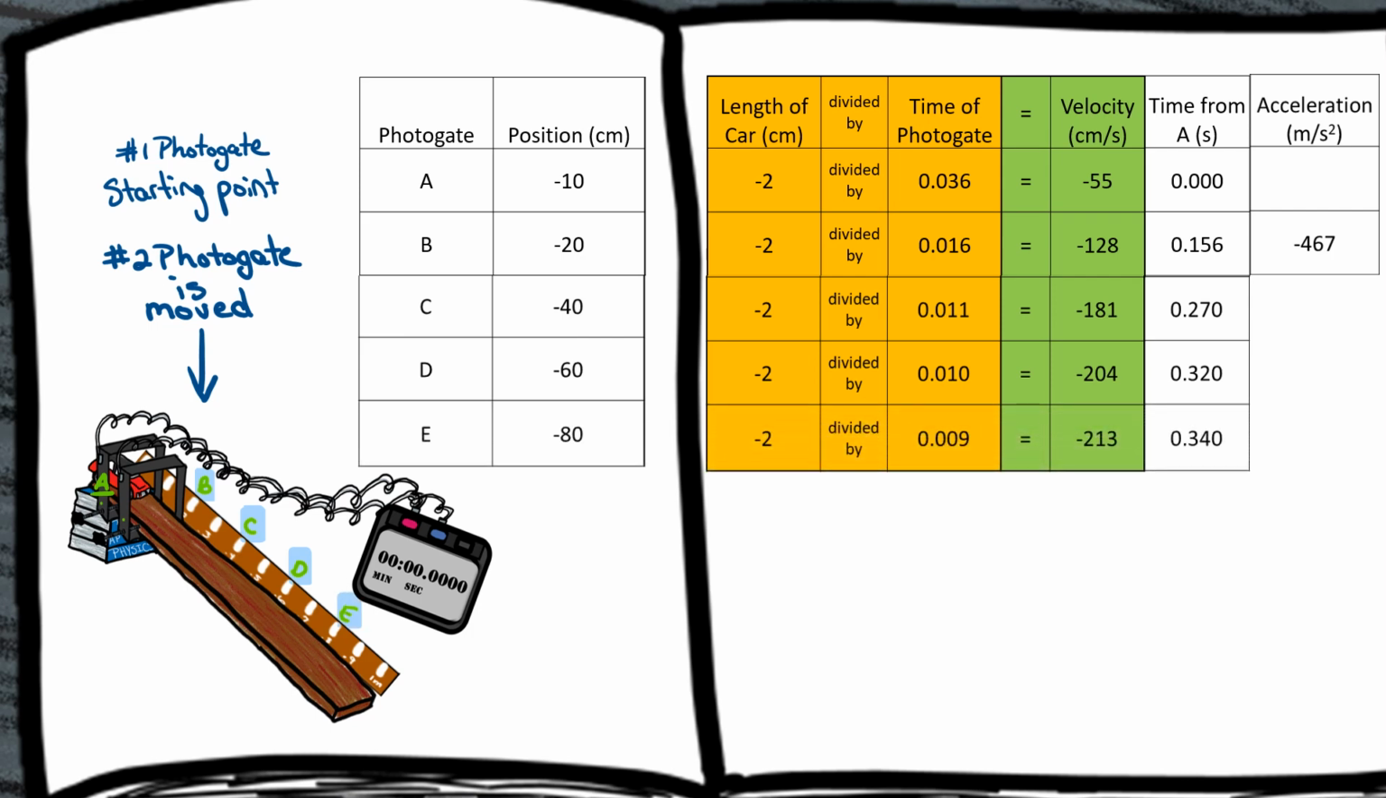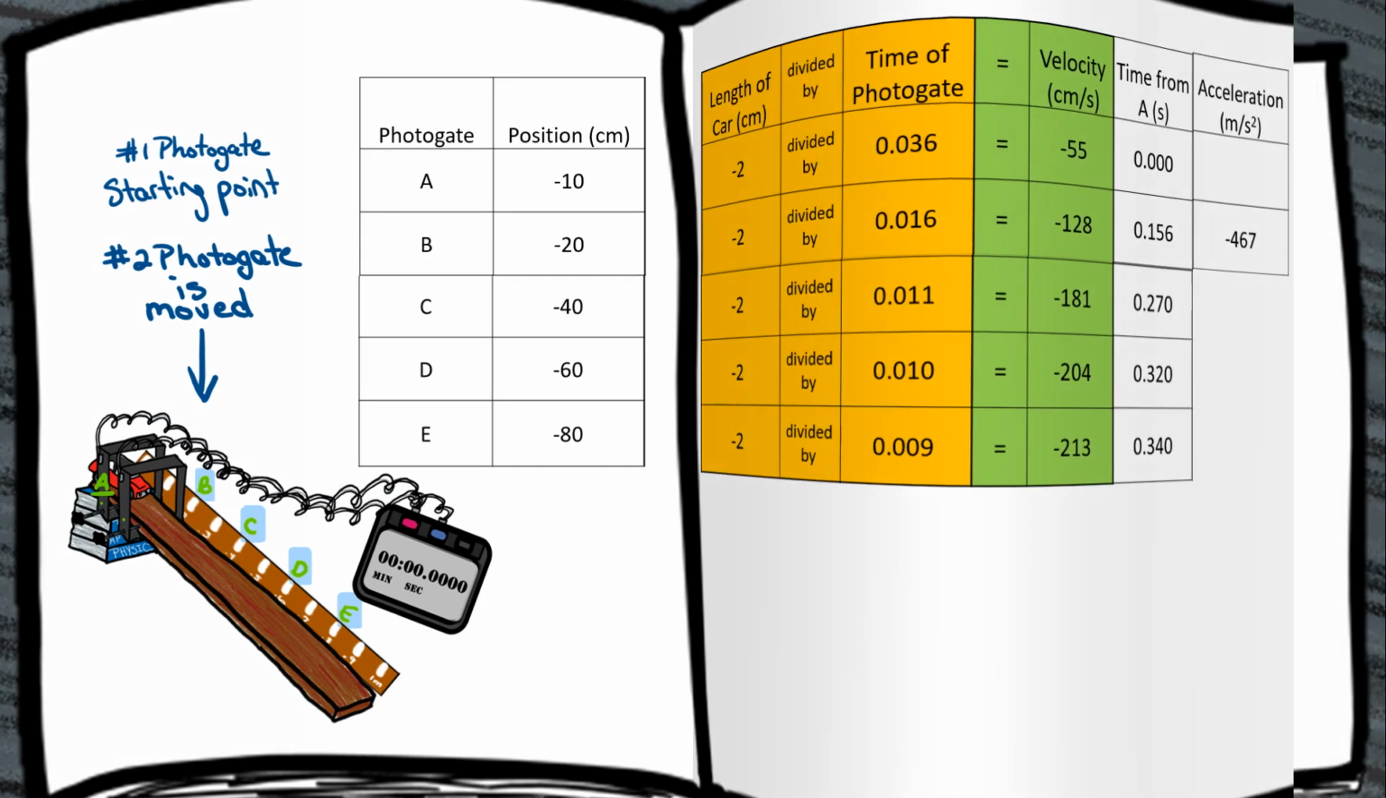Okay, now that we have all of our data collected and we have calculated the velocity of the car at points A through E, as well as the time frames in which the car traveled through these photogates, what motion graphs do you think we could create?